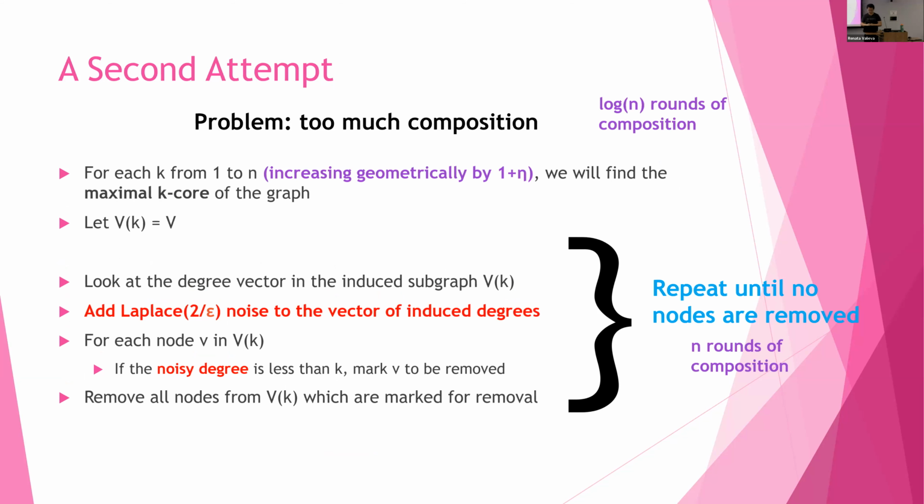And the problem still lies here. This still has n rounds of composition. So now we have n log n epsilon DP, which is just similarly as bad as the Laplace vector.